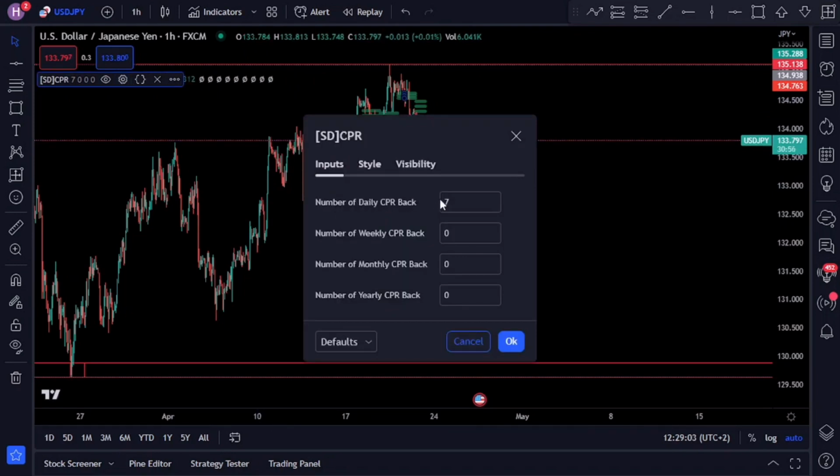But before we start using the SD-CPR indicator, we need to make an adjustment to the settings for the indicators. To do this, under the Inputs tab of the SD-CPR indicator, we are going to change the period from 7 to 100.